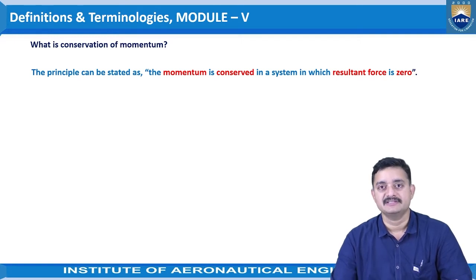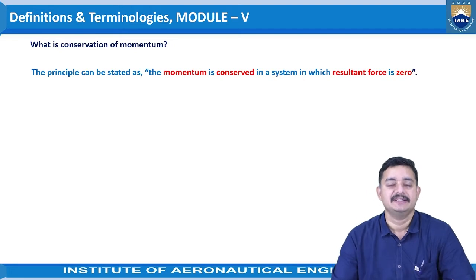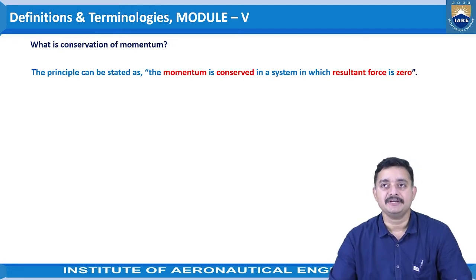So if in a system there is no resultant force, then we can say that the momentum is conserved. So as per the principle, it can be stated as: the momentum is conserved in a system in which the resultant force is zero.